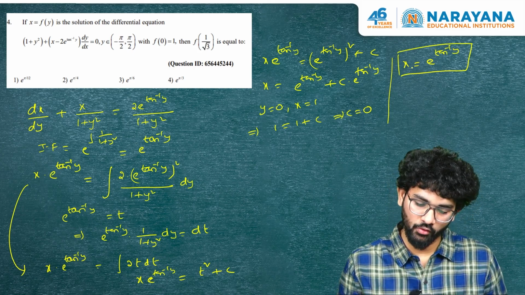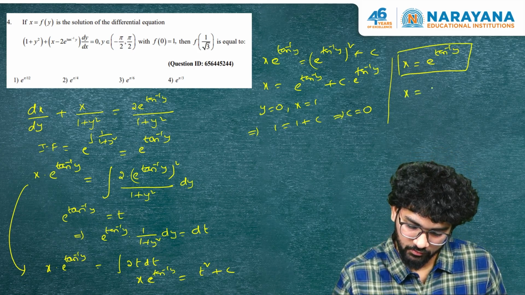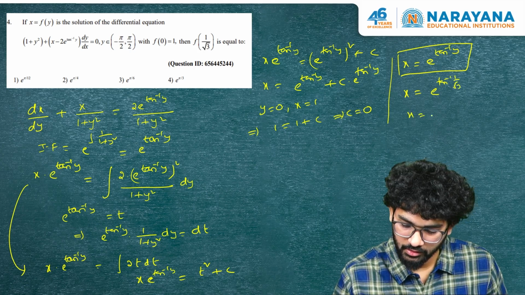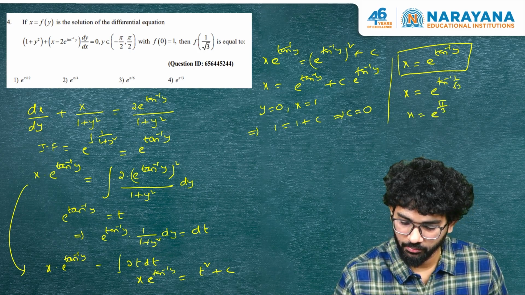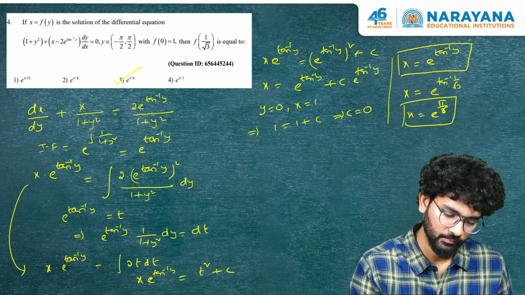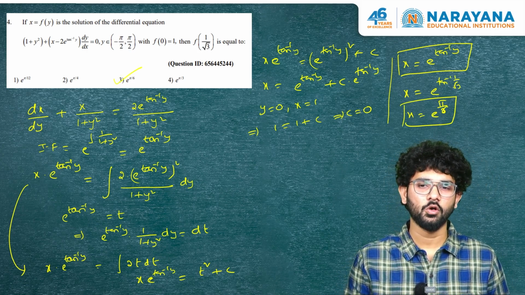Now he is asking f of 1 by root 3, which means x will become e power tan inverse of 1 by root 3. Tan inverse of 1 by root 3 is pi by 6, so e power pi by 6, option 3. So we are getting it as option 3.